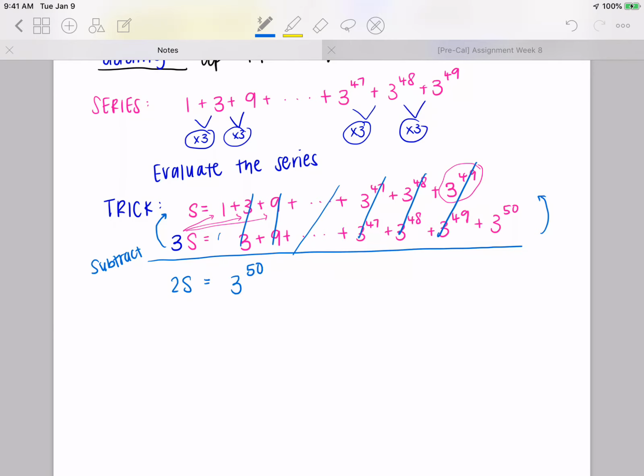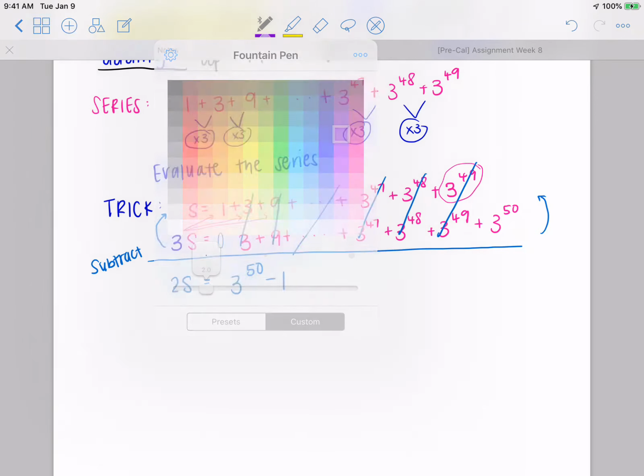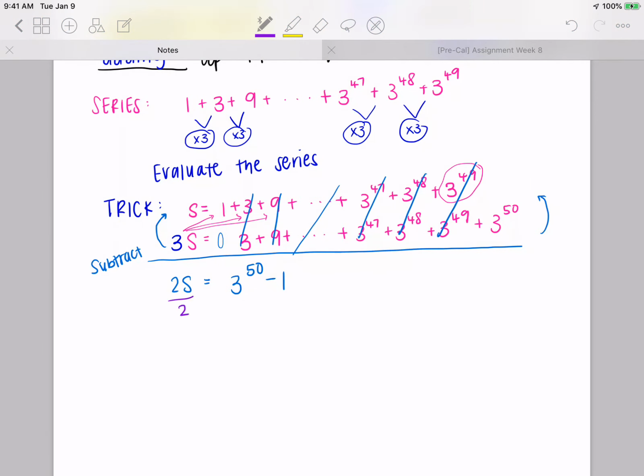And then this has a zero power, I mean, zero number, right? So 0 minus 1 would be negative 1. Okay? And then we're just going to divide by 2. And that's it. S equals 3 to the 50 minus 1 over 2. I am not going to put this in the calculator because I know it will say overflow.